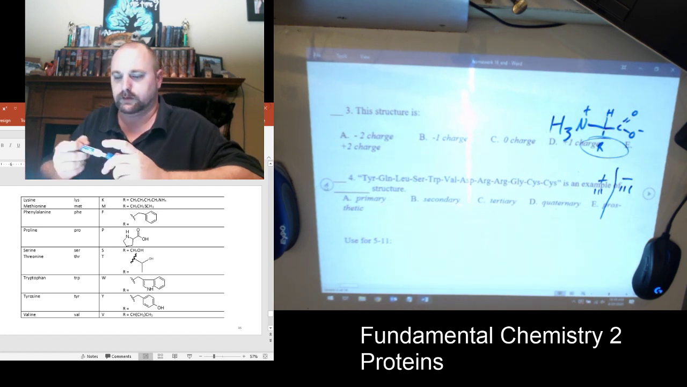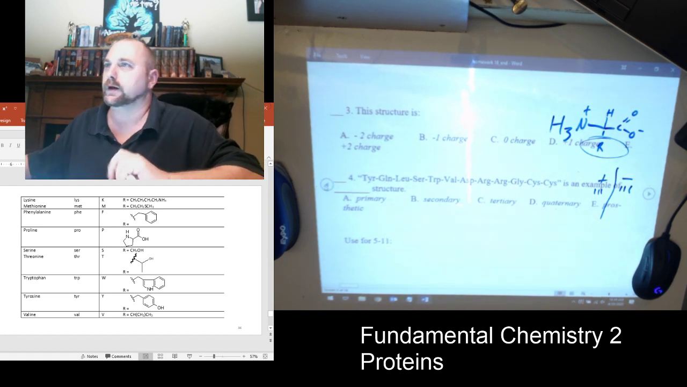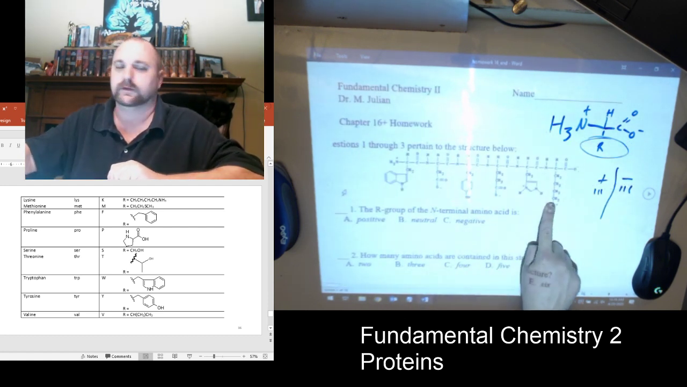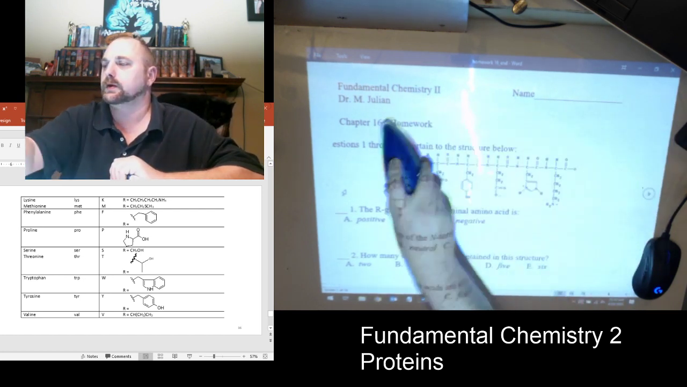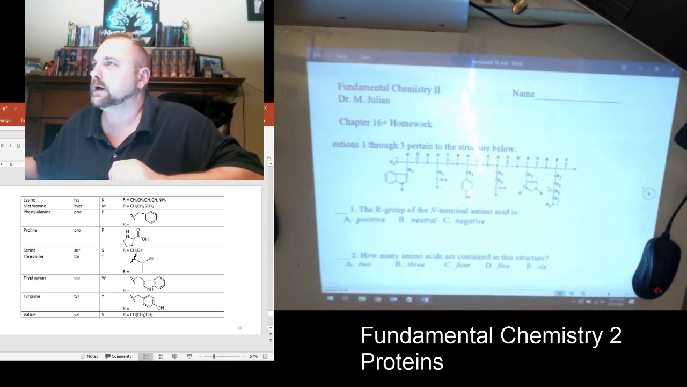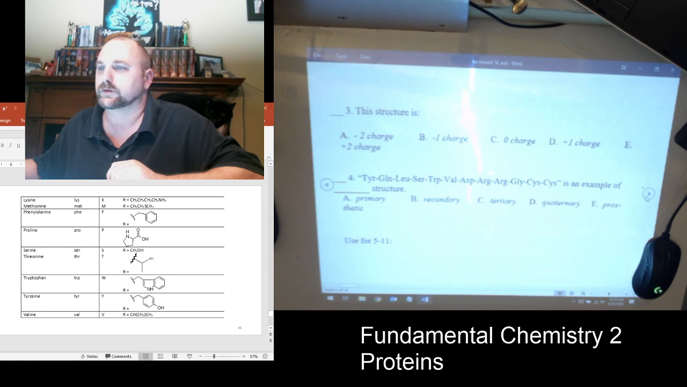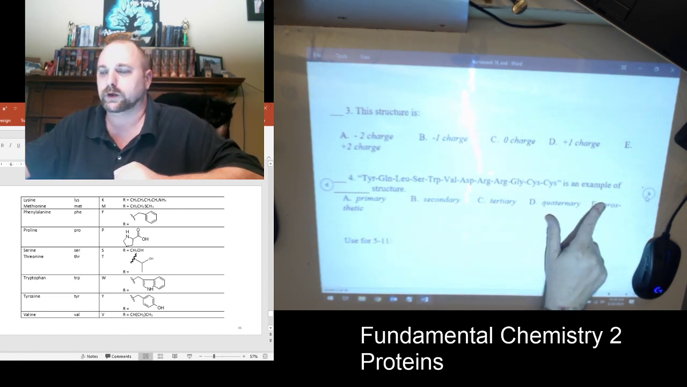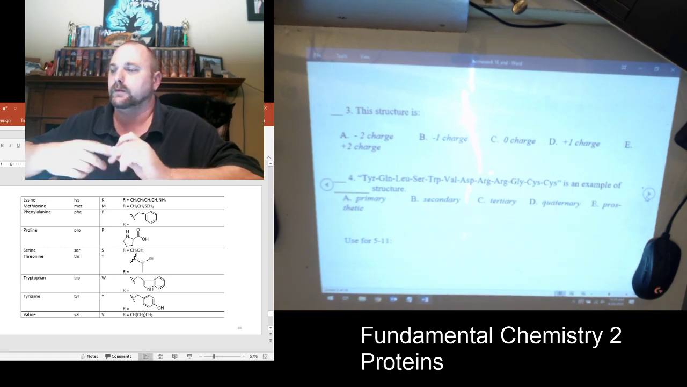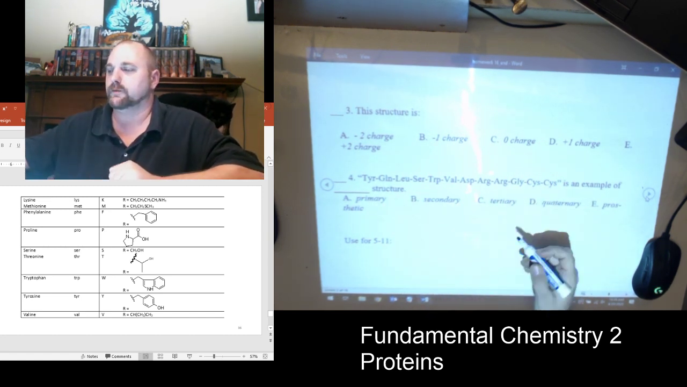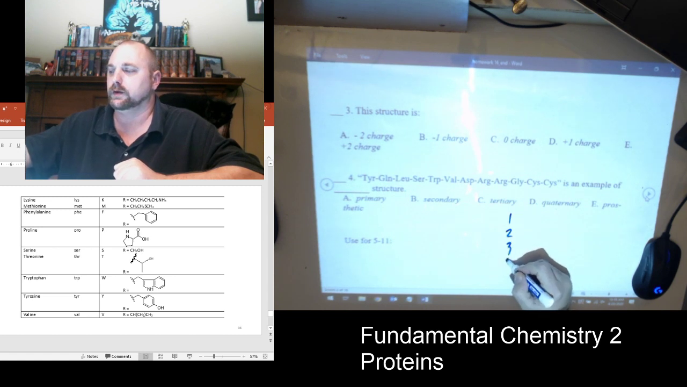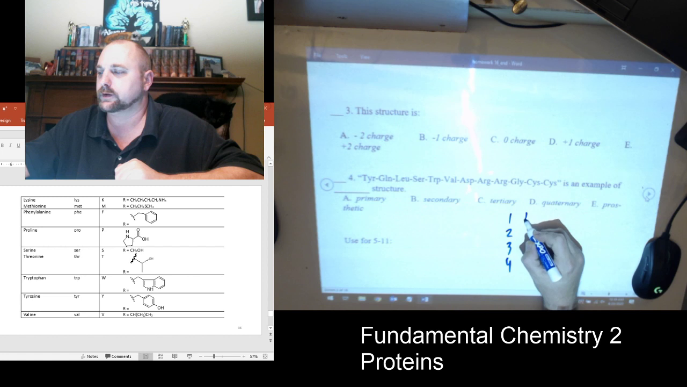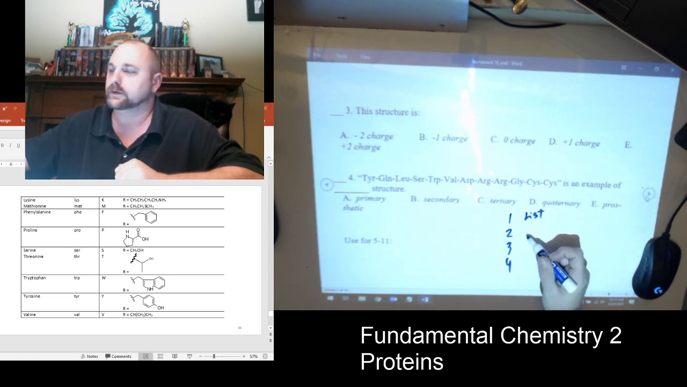Now they could have, but they didn't, asked what the names of these are, and that's where we'd have gone to our chart. Let's go to the next question. It's a big long thing, but it's an example of what kind of structure. Listing those out, remember we've got 4 structures: 1, 2, 3, 4, and that's my primary. Primary is just our list of the proteins.